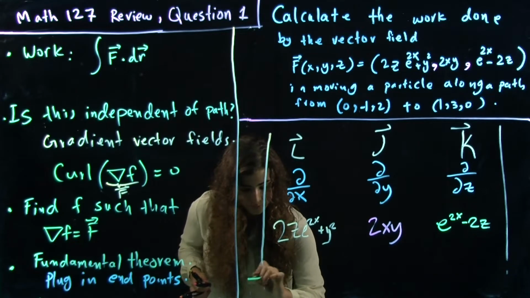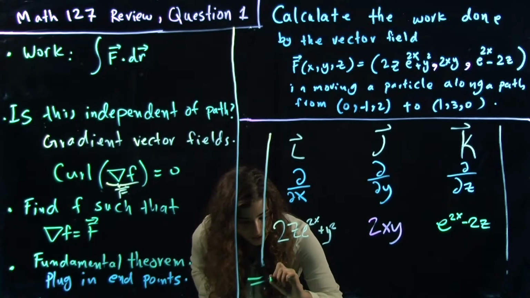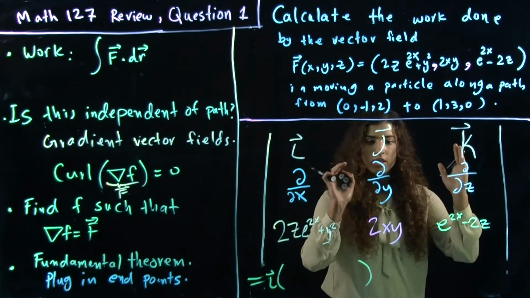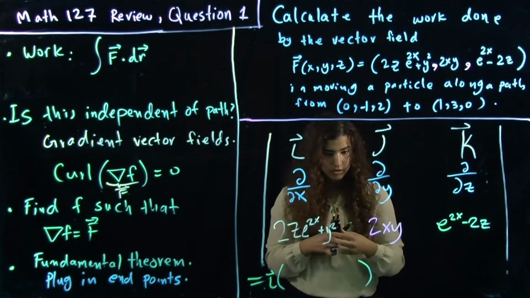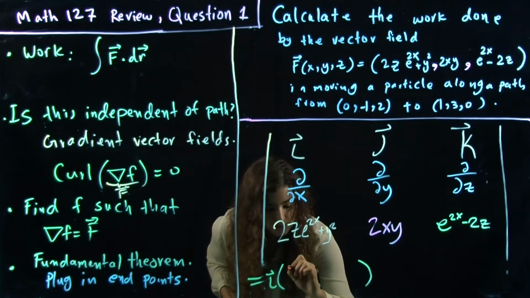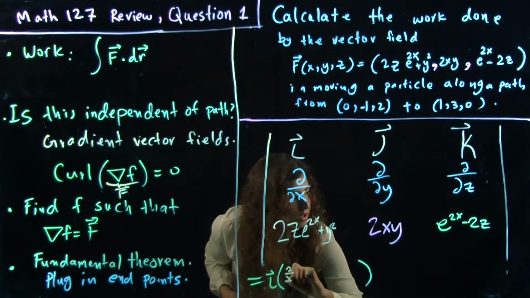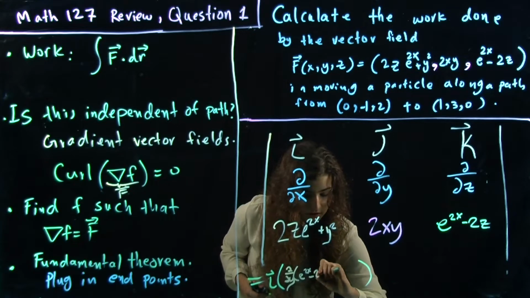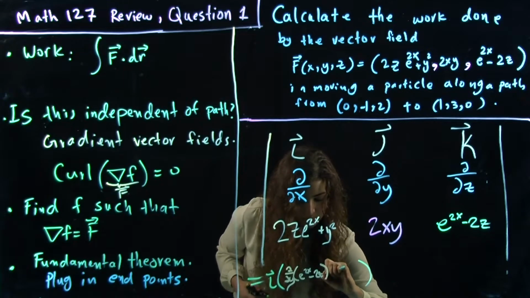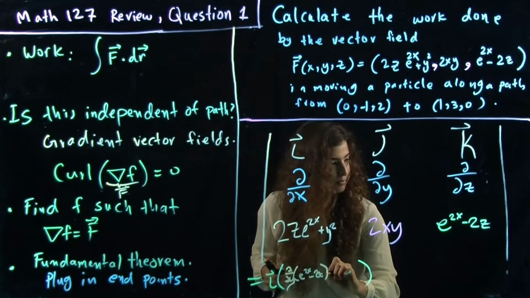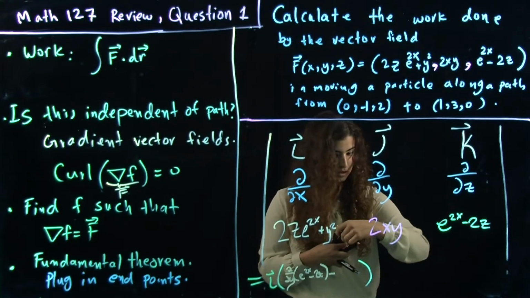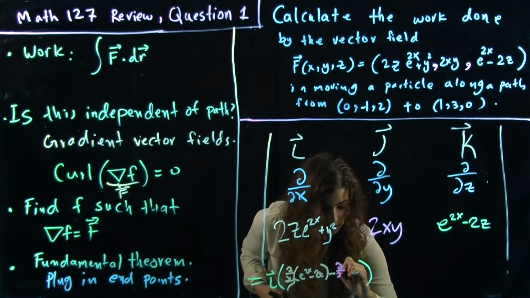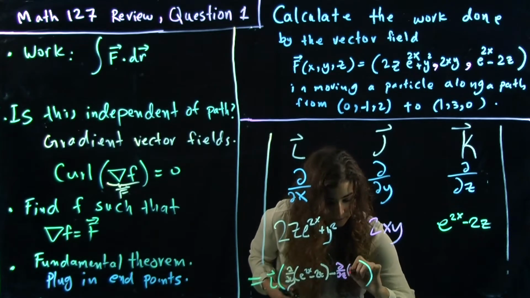And so first we have our i, and you're looking at this part of the matrix. So you have your d dy for e to the 2x minus 2z, and then you have minus your partial with respect to z for your 2xy.